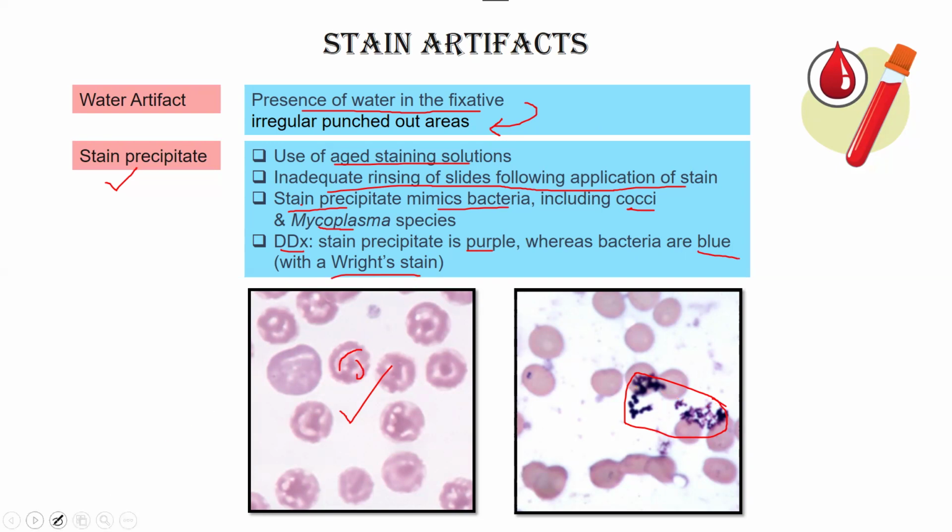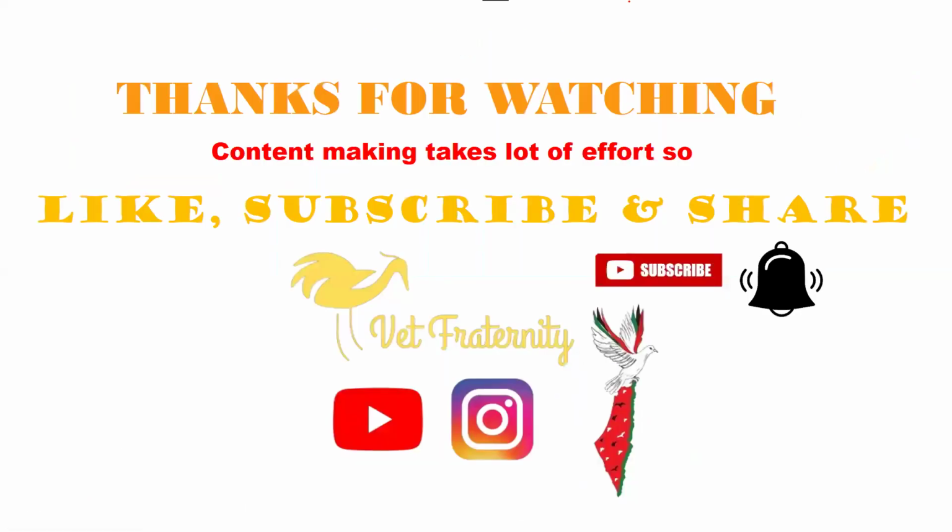So these are the two most important stain artifacts that are normally seen because of the errors that are mentioned here. So that was all about artifacts in the blood sample.